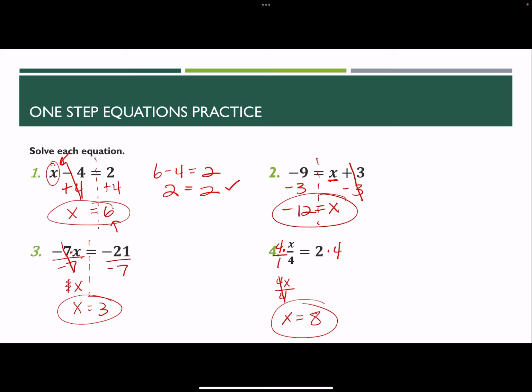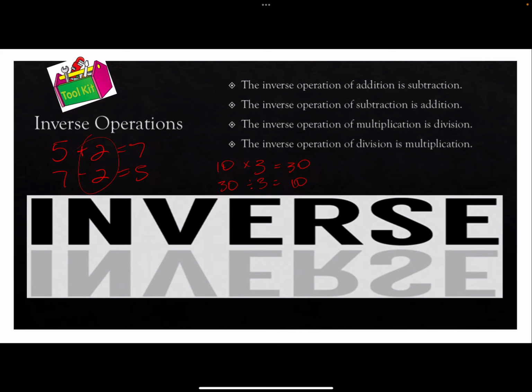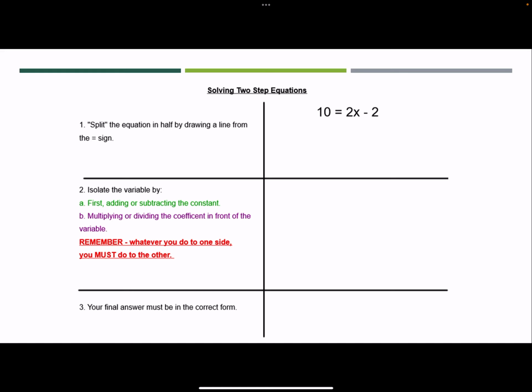Notice all of my answers are x equals. And the x could be on the left or the right. Doesn't matter which side, but my answer isn't just 8, it's x equals 8. So those are all called one-step equations because we did one step. We added, we subtracted, we multiplied, divided in order to get our solution.